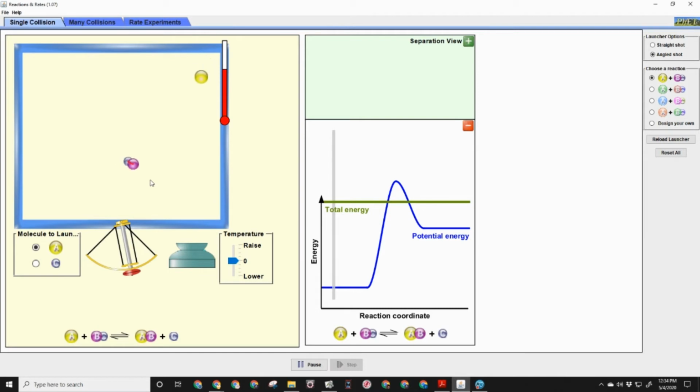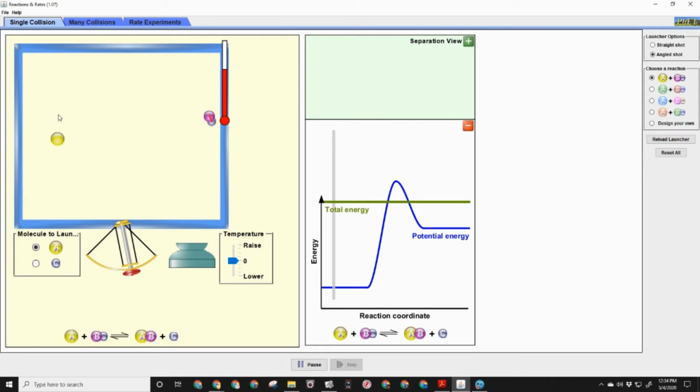So let's wait. All right, they hit again, but it wasn't the correct orientation, so they didn't react. They hit again, but didn't react. So we could sit here for quite a while and not see a reaction happen.